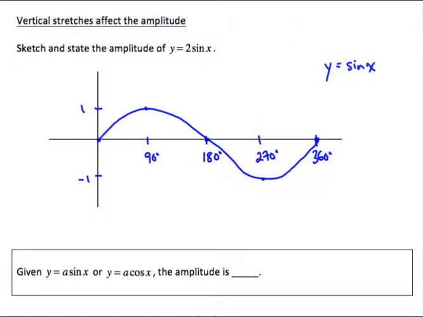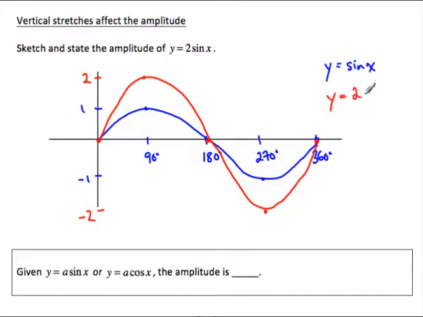Now, if we want to stretch all of the y values by a factor of 2, we're going to need to extend our y-axis labeling. 0, 0 is going to stay here. The point 90, 1 will become the point 90, 2. 180, 0 will stay there because the y value of 0 when multiplied by 2 doesn't change. 270, negative 1 will become 270, negative 2. And 360, 0 is going to stay there. So we'll get this graph. So this is now the graph of y is equal to 2 sine x.